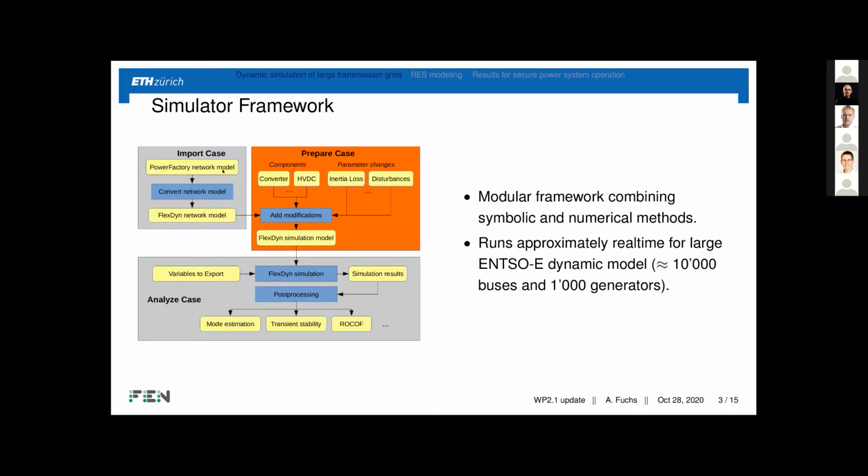Basically, the framework here is using an import module to access the data we got from ENSO-E and the PowerFactory model. We have this modularity aspect where we can introduce a lot of components, and in particular for this project, also converter types. And then we can do post-processing investigation after the simulation is carried out. A rough estimate of the complexity is that for this big model, which has 10,000 buses and about 1,000 generators, it runs at about real time. So 1 minute takes about a minute, but directly after the event, it takes a little bit longer, of course, for the integration.